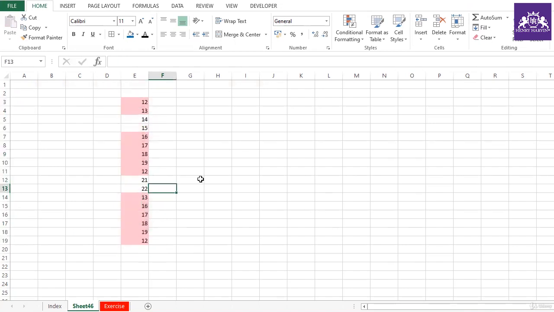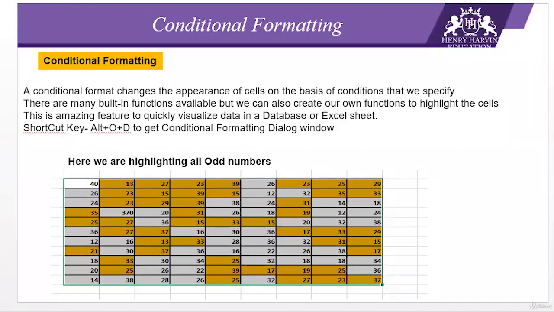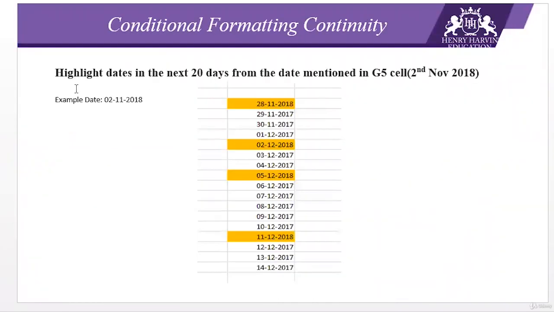Let me show you some more examples through my slide where it can help you. This is actually highlighting dates. We are highlighting dates in the next 20 days from the date mentioned in the G5 cell. We have mentioned in the G5 cell 2nd of November 2018. So it means all the dates after 22nd of November are highlighted over there. You can see all the dates are highlighted. We can learn lots of things in this session and explore more. Stay connected and keep learning.